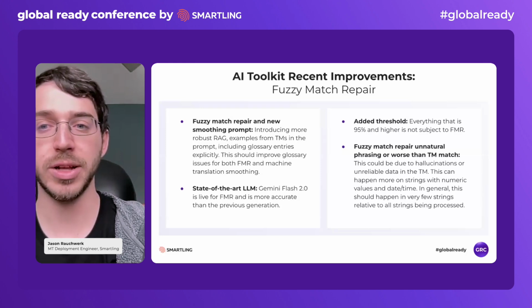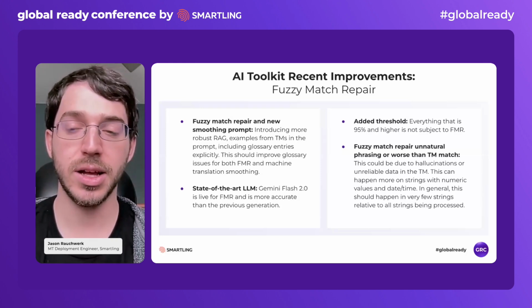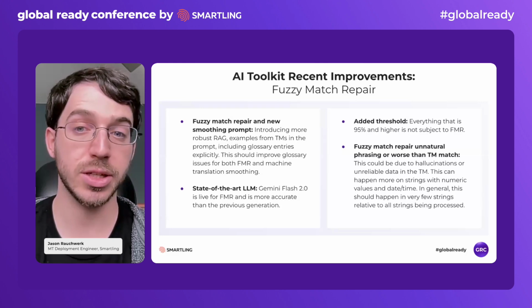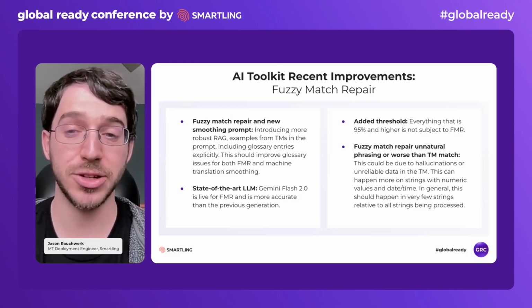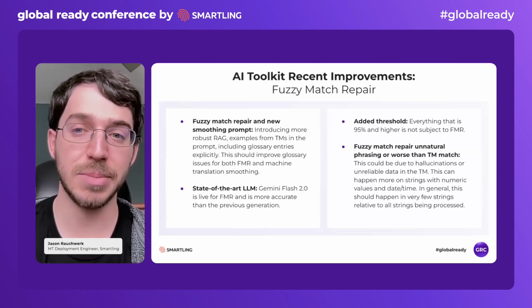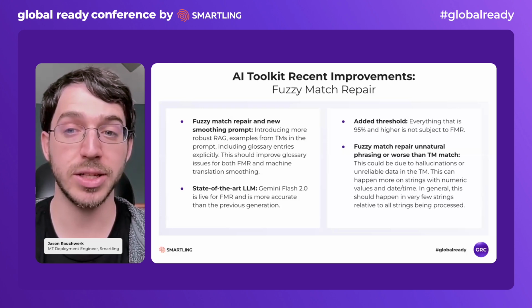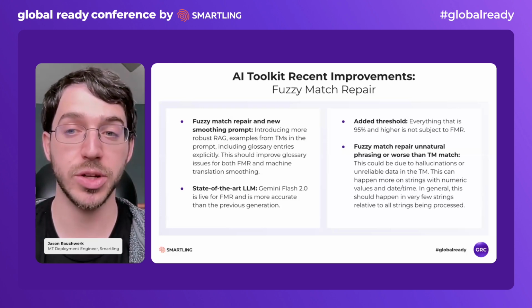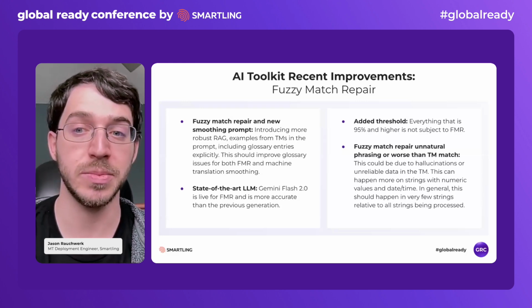And while we've made great improvements to fuzzy match repair, mistakes can still happen. This is generally a result of hallucinations or possibly bad translation memory data. This happens most often with numeric values, including dates or times. And we have managed to mitigate most of these issues, which I will discuss later in this presentation.